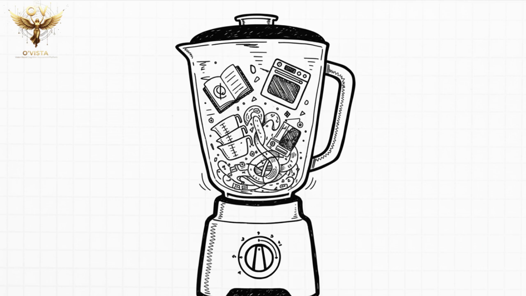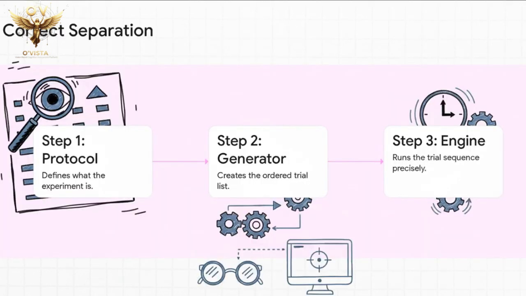That's kind of what happens here when you don't separate the experimental design, the trial sequence, and the engine that actually runs it all. So the right way to do it is with this clean 3-layer model. First, you have the protocol. That defines the what, the rules of the game. Second, the trial generator creates the how, the specific ordered list of trials. And third, the execution engine, our trusted timekeeper, runs that sequence with precision. That separation is absolutely key for a system you can rely on.